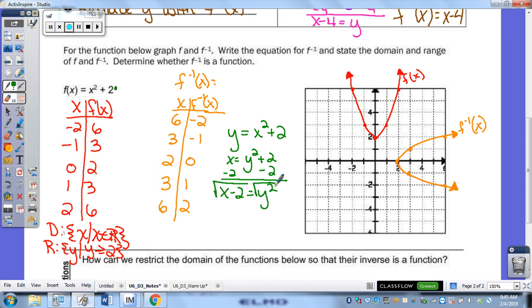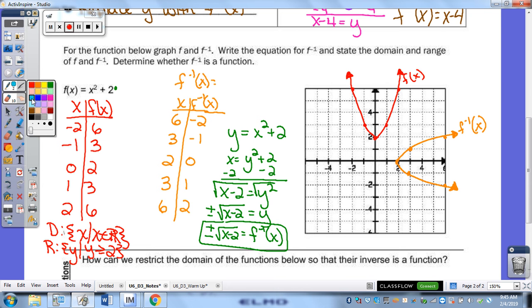Square root. But when we do the square root over here on the left, remember it's plus or minus the square root of x minus 2. We got to remember those plus minuses. The plus is what gives you the top half of the graph. The minus is what gives you that bottom half of that graph. So you got to make sure you have both parts to it. And then our last thing is we just have to rewrite it to be f to the negative 1 of x. So there's the equation of our inverse.